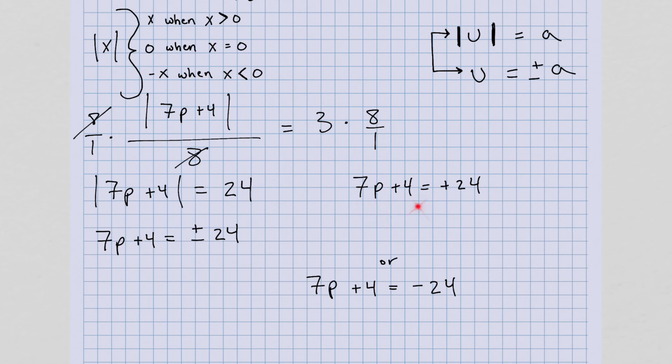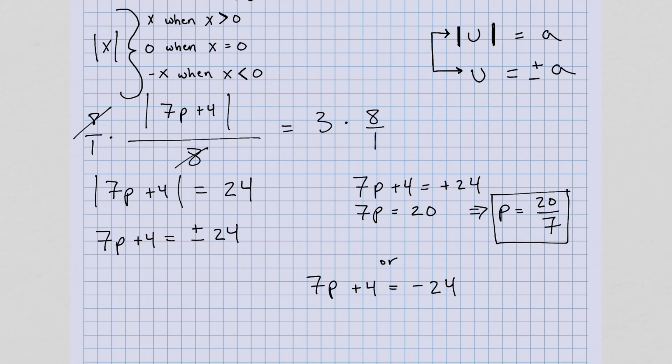Okay, here the first one, solving for p, subtract 4 from both sides. What we have here is 7p equals 20, just subtracting 4 from both sides. That means that p equals 20 over 7. Here's our first answer.